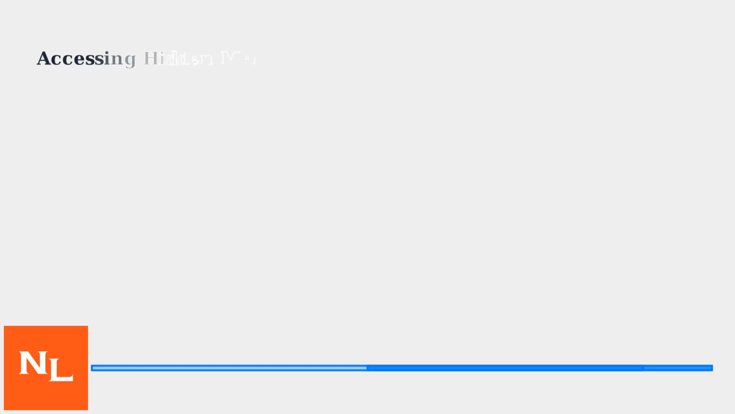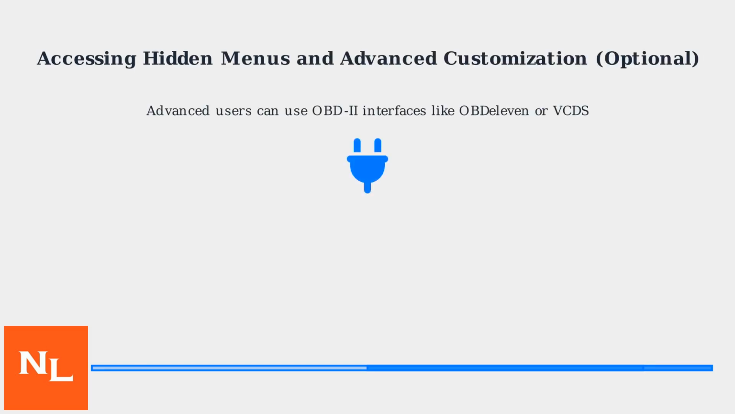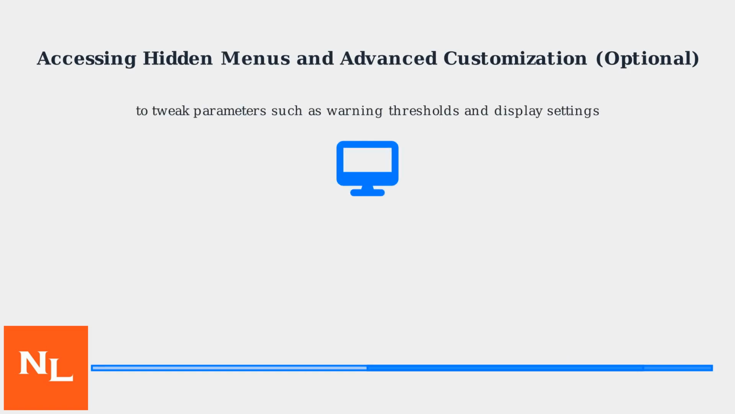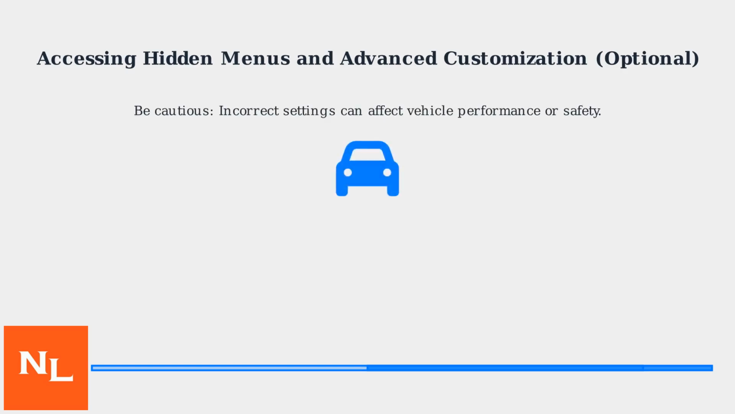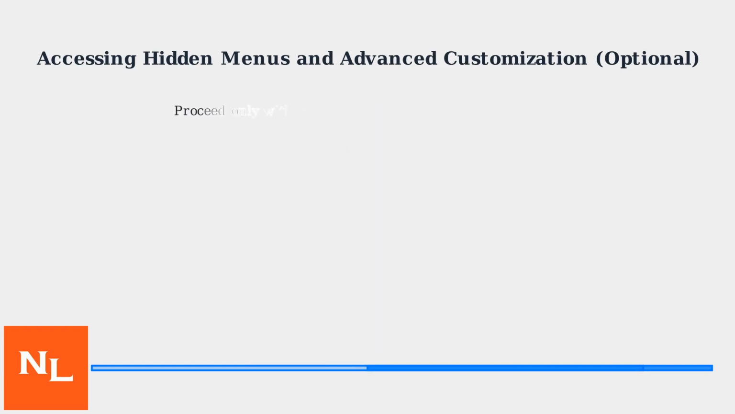Advanced users can use OBD2 interfaces like OBD11 or VCDS to access hidden menus and customize vehicle settings. These tools allow tweaking parameters such as warning thresholds and display settings beyond standard options. This goes beyond what the standard cluster menus offer, providing deeper customization. Be cautious. Incorrect settings can affect vehicle performance or safety. Proceed only with a good understanding of vehicle systems to avoid risks.